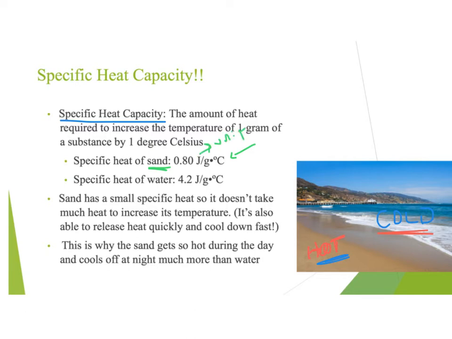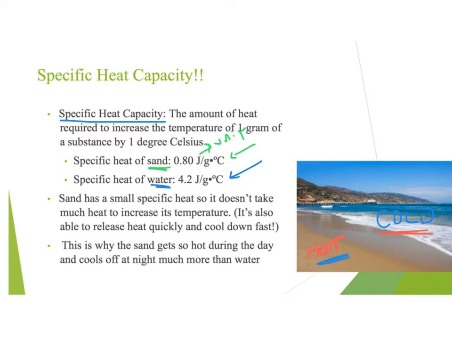Joules, we're going to find out, is a unit of energy. Calories is another unit of energy. You've probably heard of calories before, because that's the unit of energy that is used to measure the energy in food. Joules is similar to that. So the specific heat of sand is only 0.8 versus water. Water takes a lot more energy in order to heat up, and that's exactly what we predicted as well. Water is 4.2 joules per gram degree Celsius.